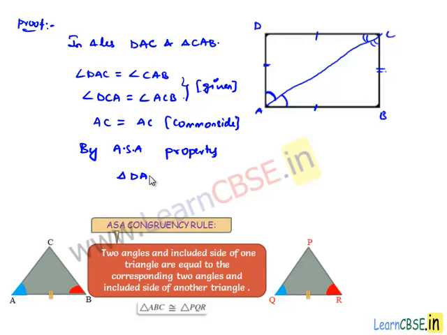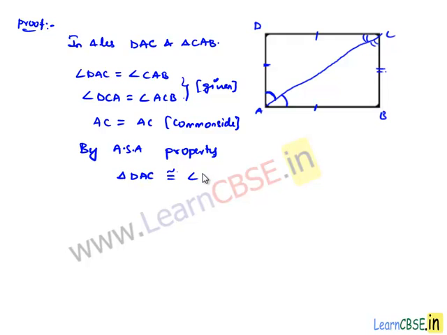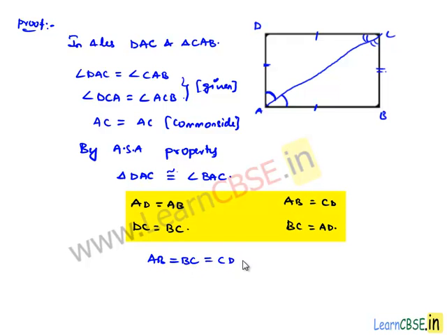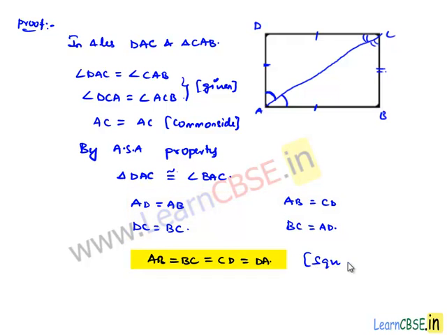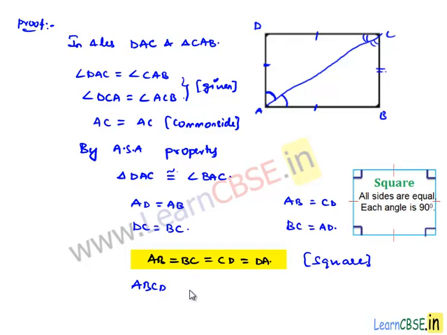triangle DAC is congruent to triangle BAC. As the two triangles are congruent, we can say the corresponding sides and corresponding angles will be equal. Therefore, the corresponding side of DA in triangle BAC is AB. So AD can be equated to AB and DC can also be equated to BC, which are corresponding sides. Initially we know that AB is equal to CD and BC is equal to AD. So from these relations all the sides are equal, that is AB is equal to BC is equal to CD is equal to DA. So the given rectangle will be a square. Therefore we can say ABCD is a square.